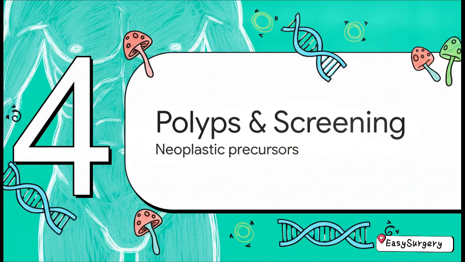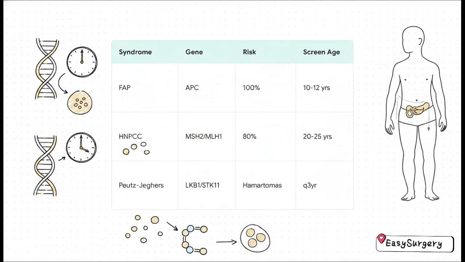Section 4. Colorectal polyps and screening. Exams frequently test the genetics and the specific screening ages of these hereditary syndromes. You've really got to know that familial adenomatous polyposis, or FAP, involves an APC gene mutation that pretty much guarantees a 100% risk of colorectal cancer, and that's usually by age 40. Because of this absolute certainty, screening sigmoidoscopies have to start incredibly early, like at ages 10 to 12. Compare that to HNPCC, or Lynch syndrome, where the screening starts a bit later, at 20 to 25 years of age.